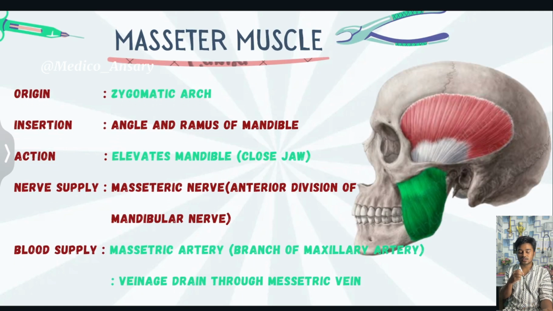Masseter muscle originates from the zygomatic arch and is inserted into the angle and ramus of the mandible. Action: elevates the mandible, helps in closing of the jaw. Nerve supply: masseteric nerve, anterior division of the mandibular nerve. Blood supply: masseteric artery, branches of the maxillary artery. Venous drainage is through the masseteric vein.